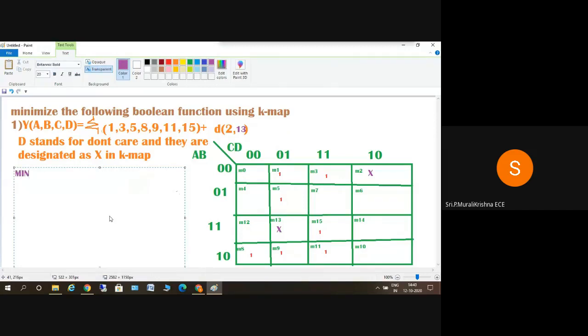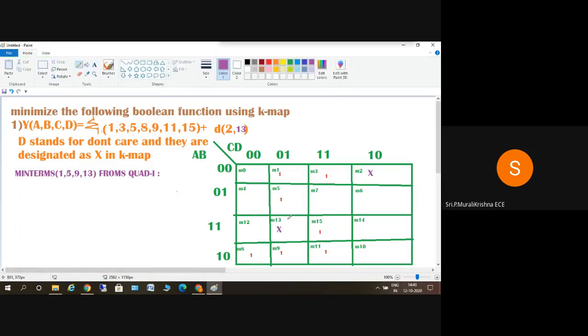So the quad one. What are the minterms that will form a quad here? 1, 5, 9, 13. So 1, 5, 9, 13 will form a quad. This forms quad 1. So the quad is like this. This is 1 and this is 5, 13 and 9. So this will form a quad here.